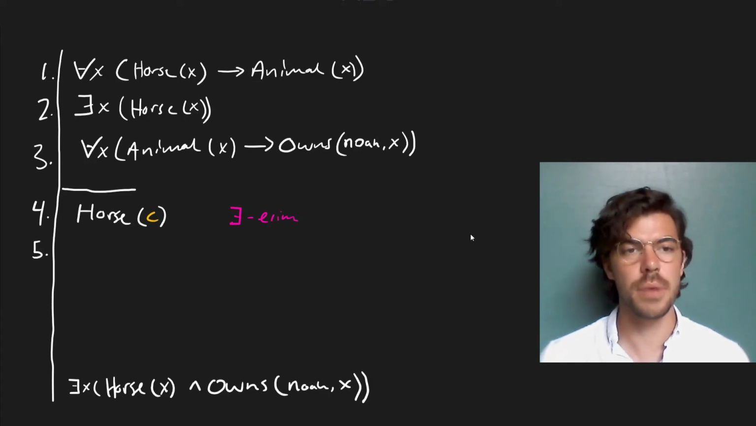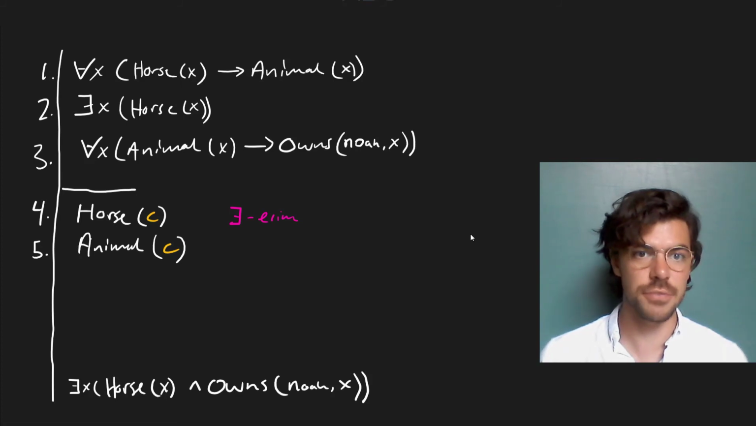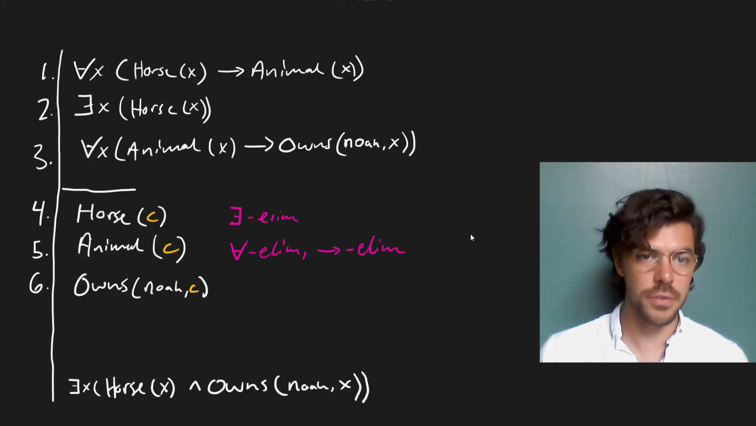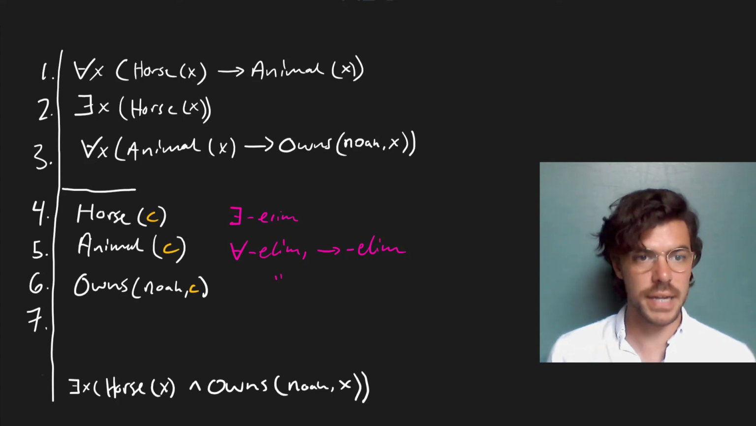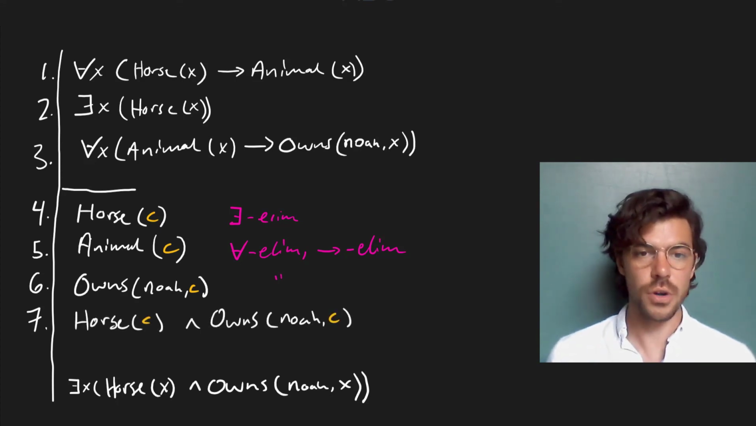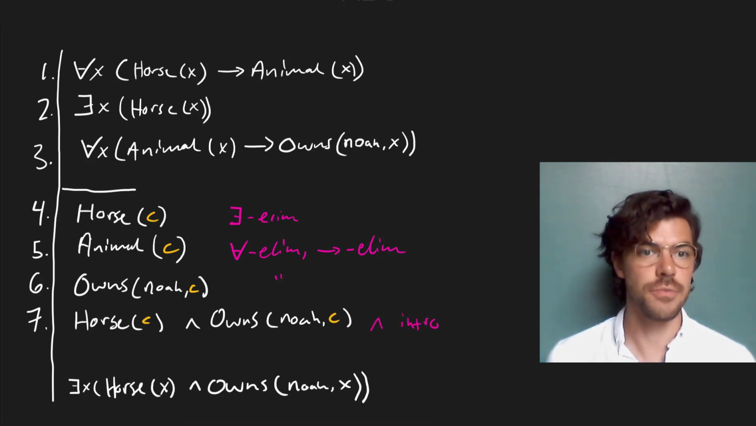Now from premise 1, we can derive that Charlie is also an animal. For the sake of space here, we're going to combine two steps. The first is universal elimination, and the other is conditional elimination or modus ponens. We use this once more on 3 to derive that Noah owns Charlie. Now we can combine these to get Charlie is a horse and Noah owns Charlie, and this is just by a simple conjunction introduction on lines 4 and 6.